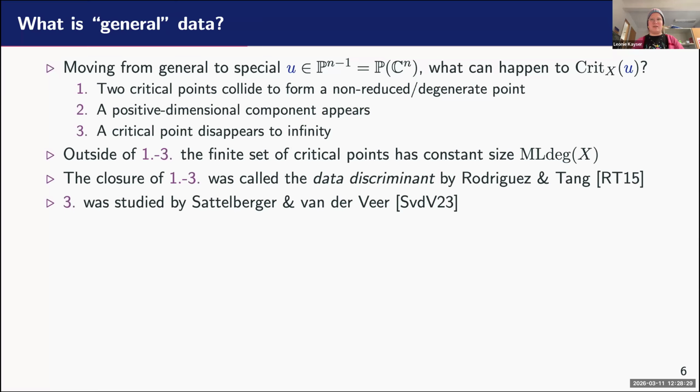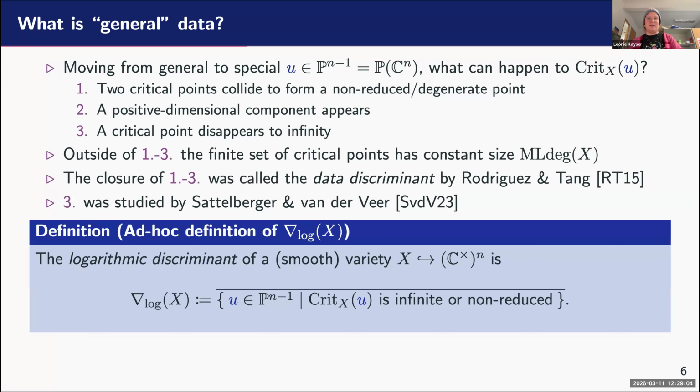And motivated by this, Rodriguez and Tang called the locus where these bad things happen the data discriminant. And one of these cases, namely the going to infinity, is somehow of a different flavor, and this was studied by Sattelberg and van der Veer. And this is somehow not the same phenomenon, because it could in principle be solved by compactifying accordingly. However, the phenomena 1 and 2 you really have to deal with. And this is our, say, at least ad hoc definition of a logarithmic discriminant.